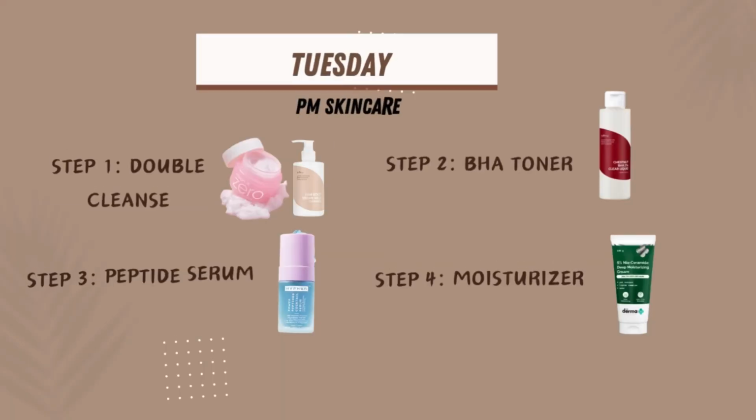And after the peptide serum, I'll use my moisturizer. So that's the routine for Tuesday. I'll cleanse my skin, use the BHA because I have acne issues, use the peptide serum, then use a moisturizer. This is for Tuesday. And now coming to Wednesday, the morning routine is the same.